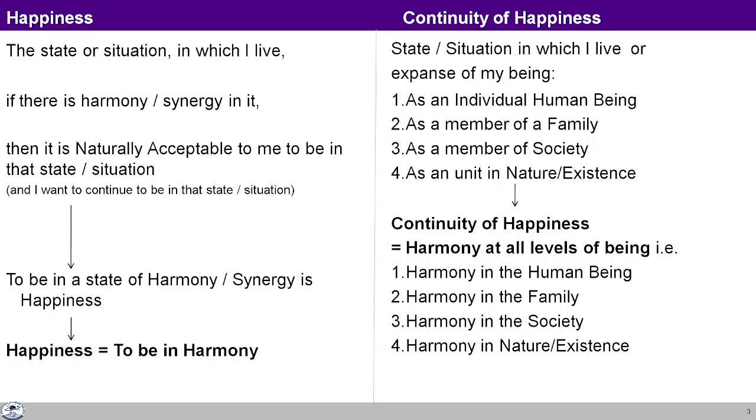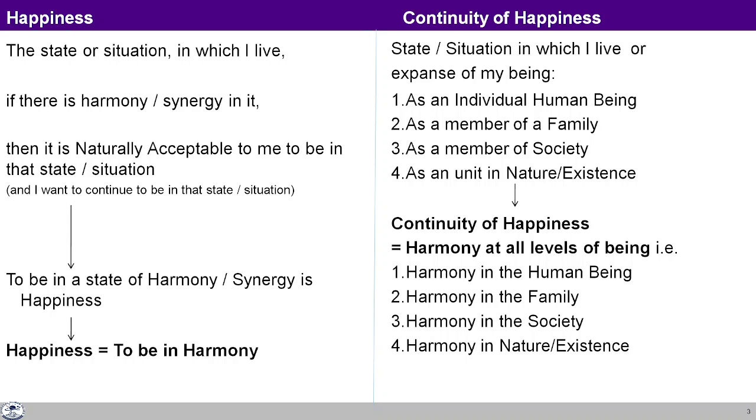If the self aligns, tunes, establishes with that, we can say that the self is in continuity of happiness. So if you understand the harmony in the human being, you're happy. Understand the harmony in the family, you're happy. Understand the harmony in the society, you're happy. And understand the harmony in nature and existence, so you are maintaining the continuity of happiness.